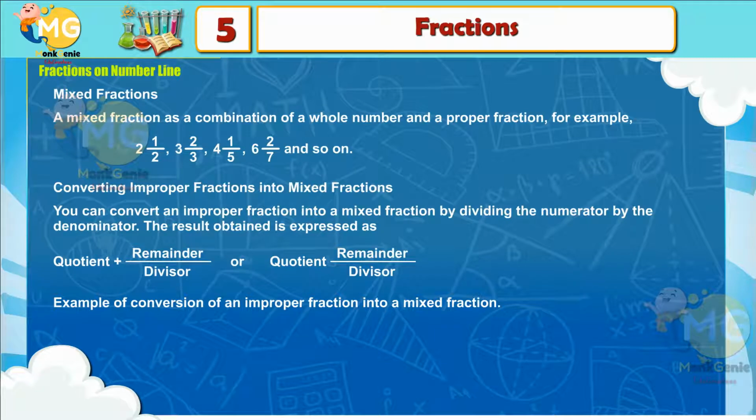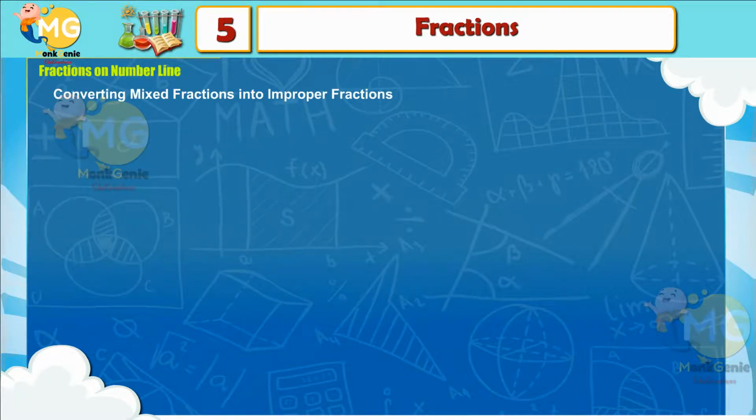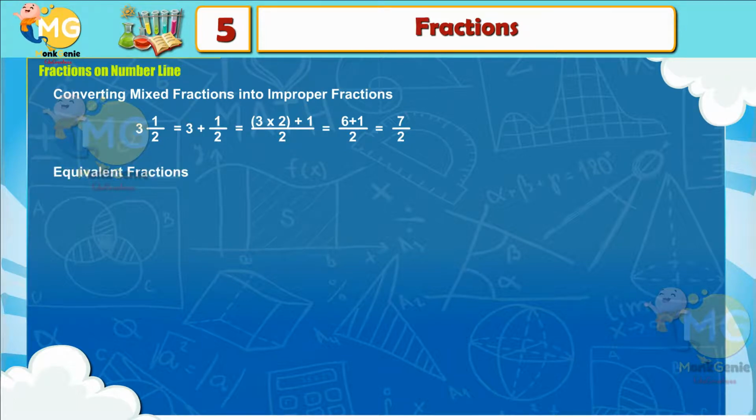Example of conversion of an improper fraction into a mixed fraction. 23 upon 6 equal to 3 plus 5 upon 6, or 3 5 upon 6. Converting mixed fractions into improper fractions. 3 1 upon 2 equal to 3 plus 1 upon 2 equal to 3 multiplied by 2 plus 1 upon 2 equal to 6 plus 1 upon 2 equal to 7 upon 2.